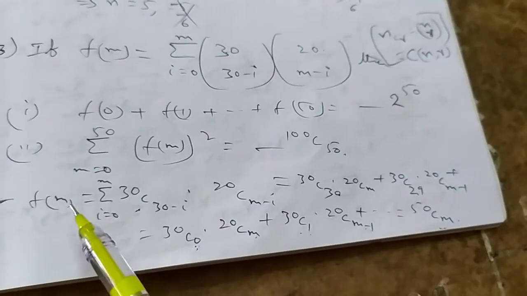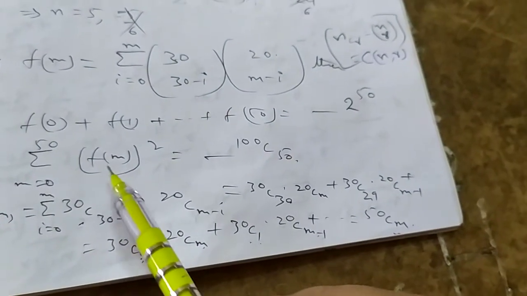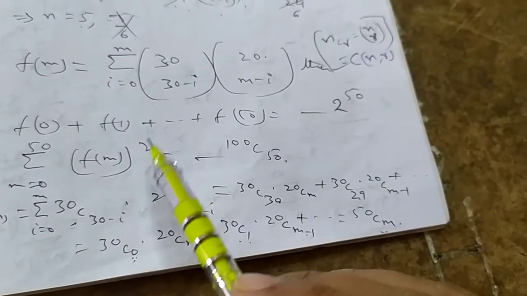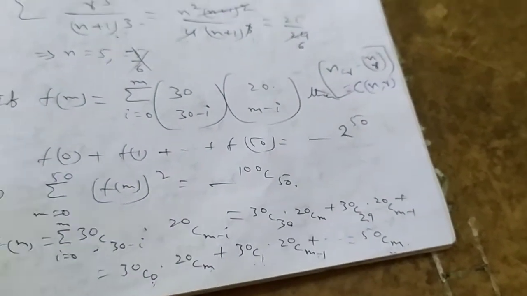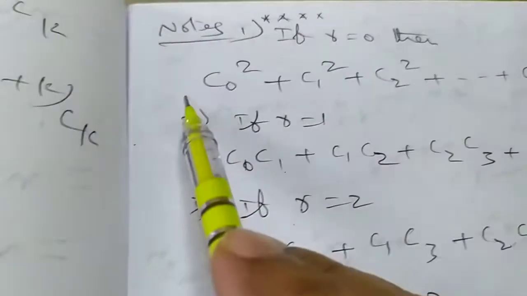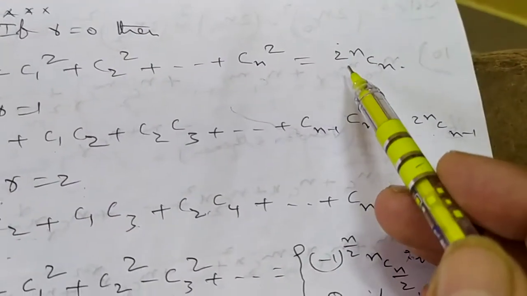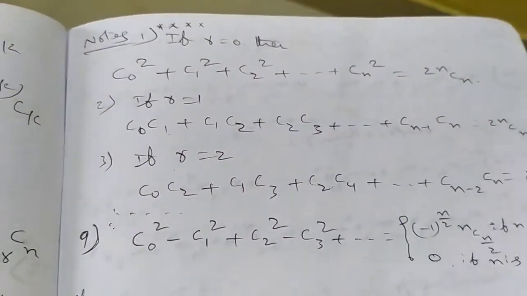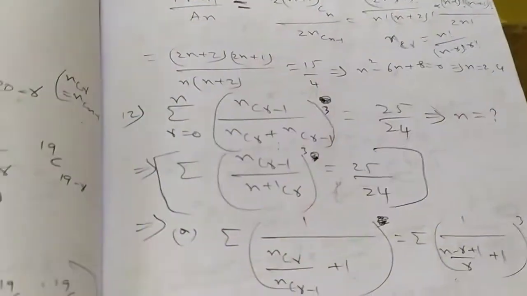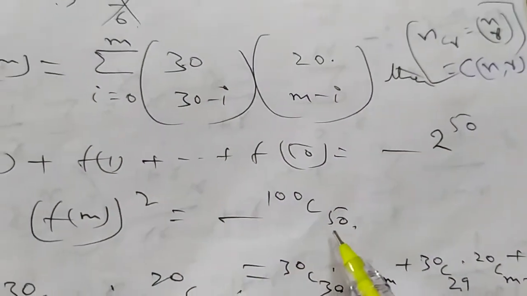Similarly for the second one, f of m is 50 C m. So required, open this sigma: 50 C0 whole square plus 50 C1 whole square and so on, meaning C0 square plus C1 square plus C2 square plus C3 square and so on. The formula is 2n Cn. See, C0 square plus C1 square plus C2 square and so on plus Cn square, formula 2n Cn. Already we had discussed this in yesterday's class. See yesterday's class notes. So here n value is 50. So 2n Cn means 100 C 50.